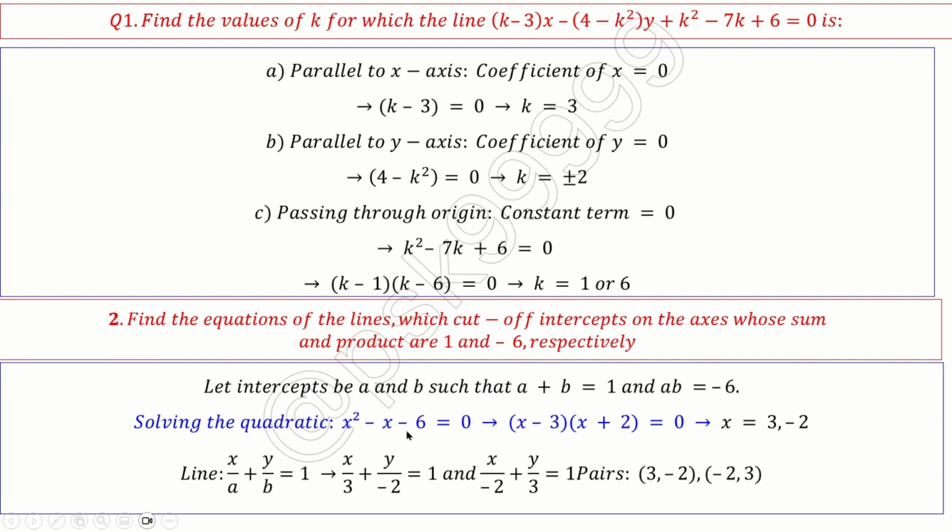So this is the equation: x square minus x minus 6 equals 0. Which means x minus 3 into x plus 2 equals 0, or x equals 3, minus 2. These are the A and B. So if you take A as 3, B will be minus 2. If you take B as 3, then A is minus 2. So you will get two equations actually. These are the two equations and these are the pairs. Okay, next.